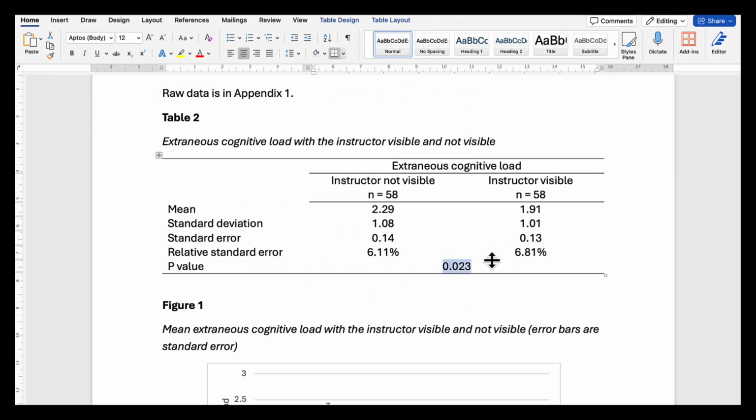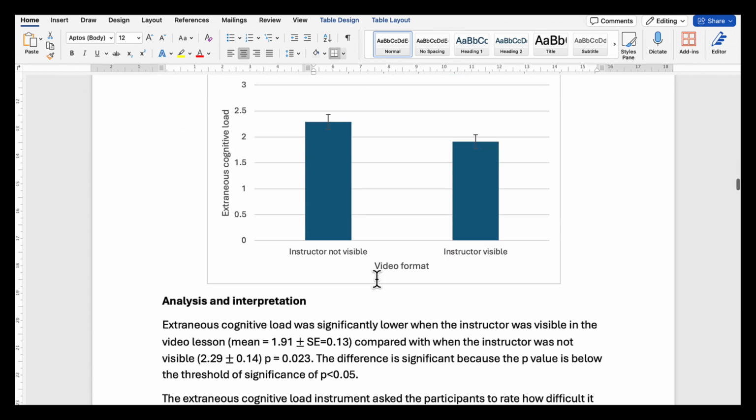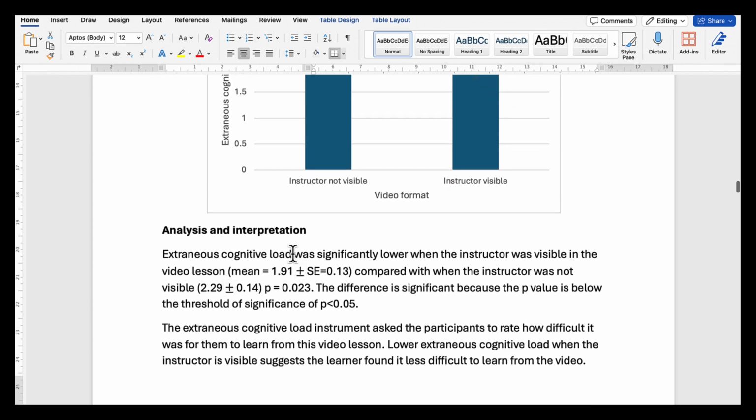Note that I've centered this because there's one p-value comparing the two conditions. Okay, now you can see that's statistically significant. So I'm saying that my dependent variable was significantly lower in this condition.